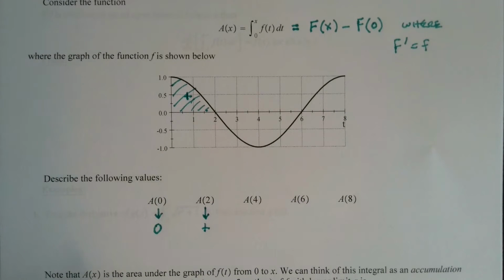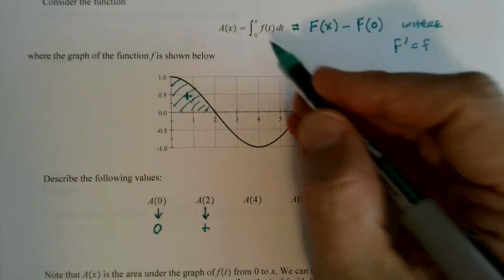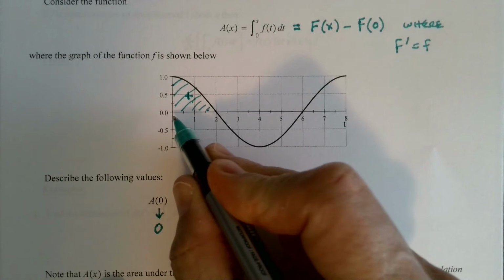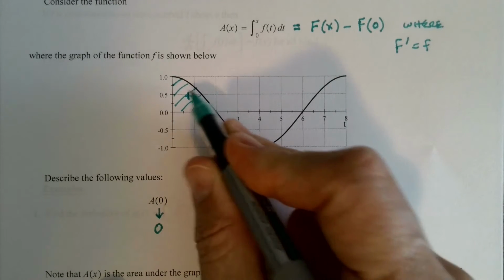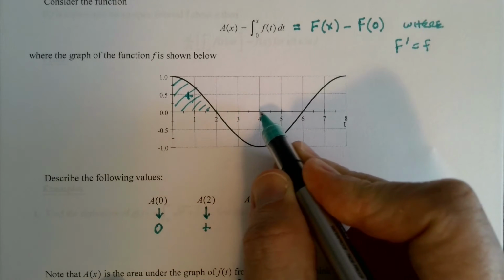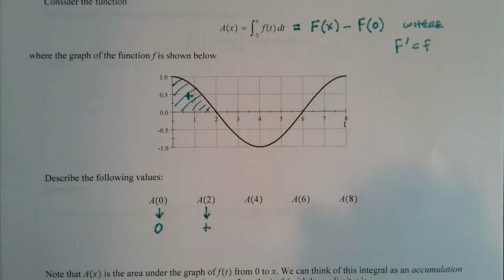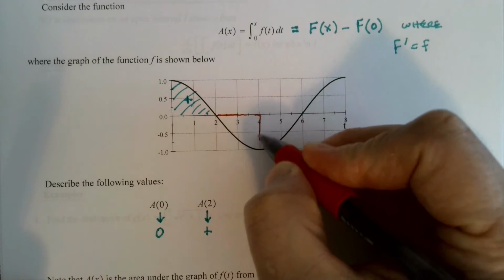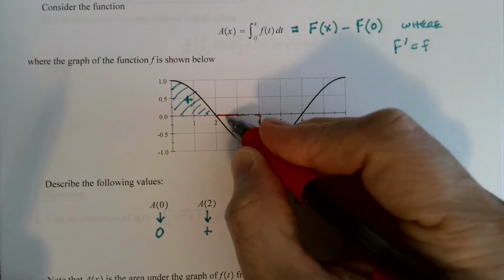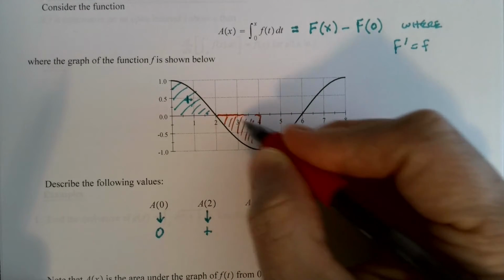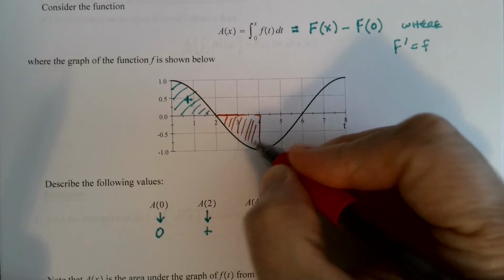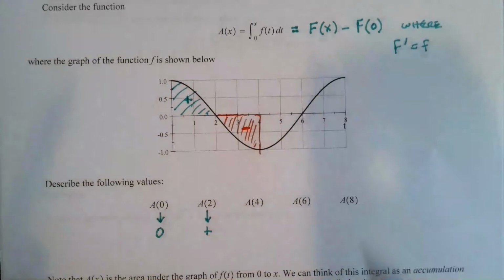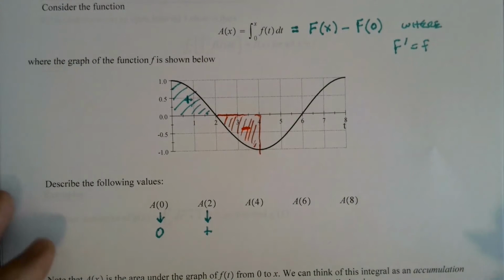Okay. And then I say, what's A of 4? Well, that's the integral from 0 to 4. Now, going from 0 all the way to 4, we're going to accumulate, if you will, this area that we already have. But then from 2 to 4, we're going to accumulate more area. But what do you note about that? From 2 to 4, what's going to happen? Well, let me shade in this area between the x-axis and our function. That's going to come in as negative area.